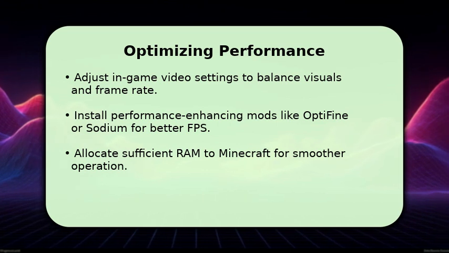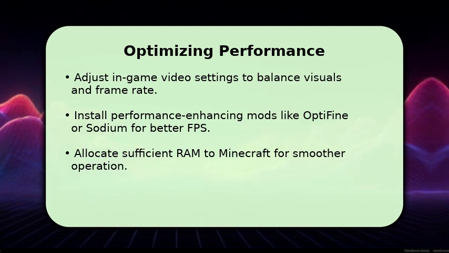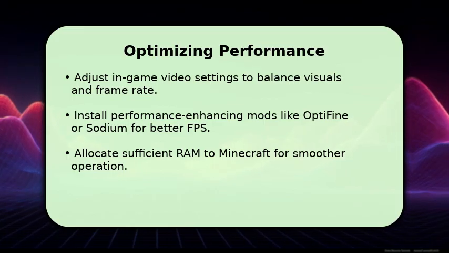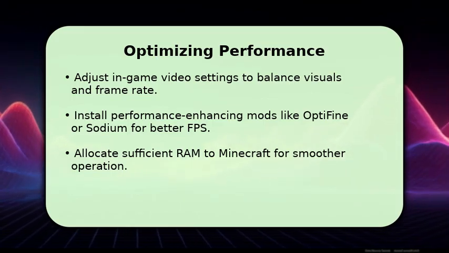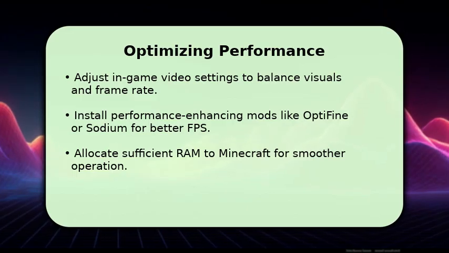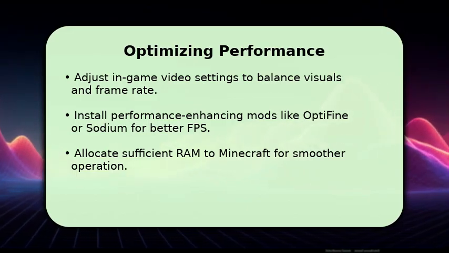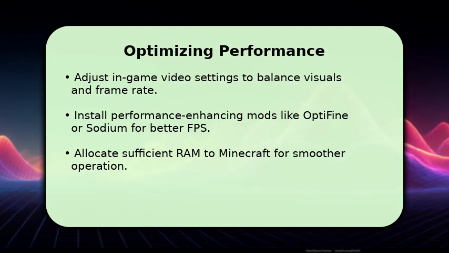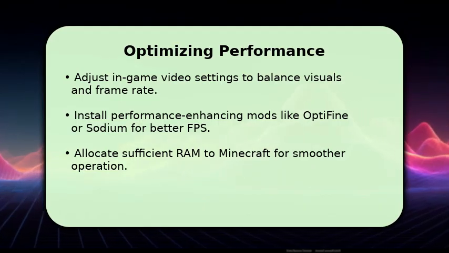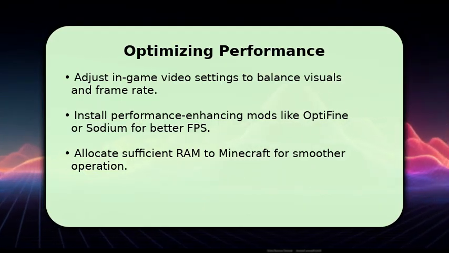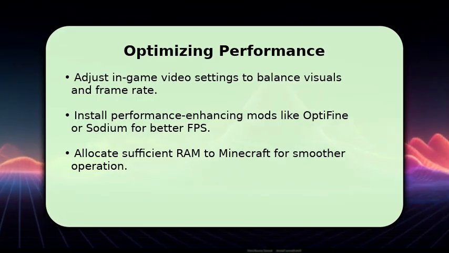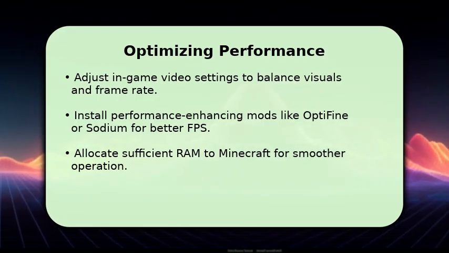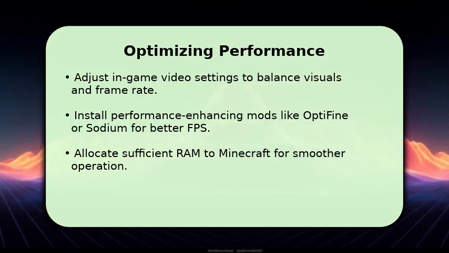Within Minecraft's video settings, reduce render distance to around 8 to 12 chunks and turn off fancy graphics. Installing performance mods such as Optifine or Sodium can significantly boost your frame rates. Additionally, allocate at least 4 GB of RAM to Minecraft through the launcher settings. This helps prevent stuttering and ensures the game runs more efficiently on your Steam Deck.